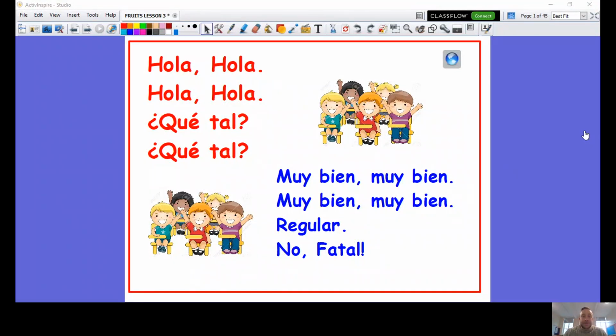Hola, ¿qué tal? Today we're going to do our third lesson on fruits. We're going to finish and have 16 fruits in total so you can write a nice big conversation about some fruits you don't like and fruits you do like. Let's get started.